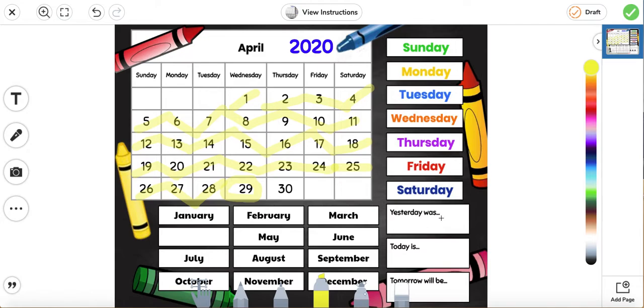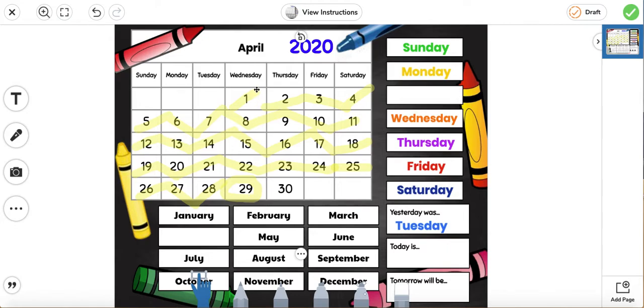Okay, yesterday was, if we look at our calendar, we know yesterday was Tuesday. Today is Wednesday. Tomorrow will be Thursday.